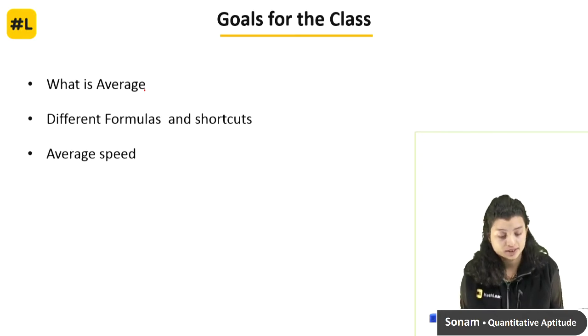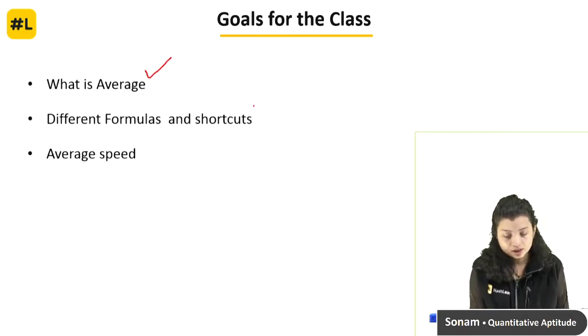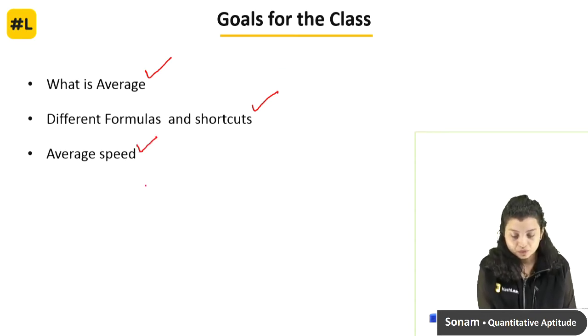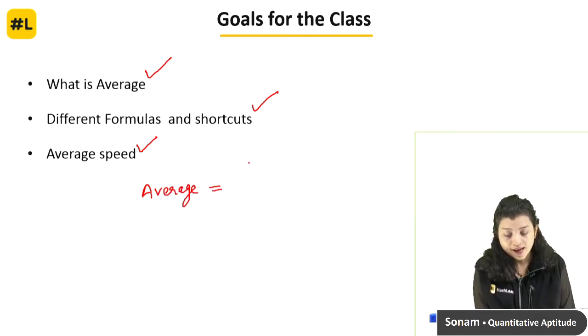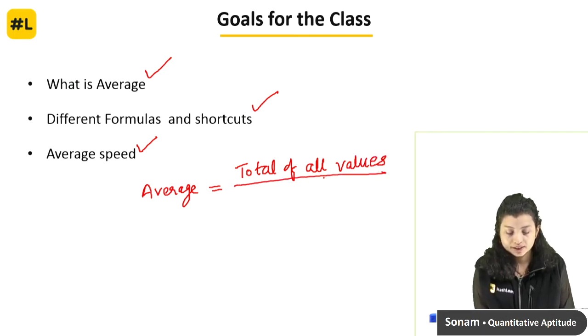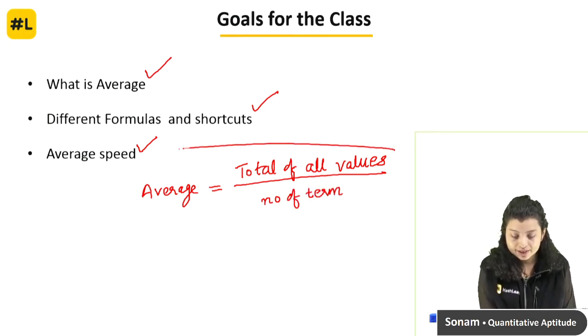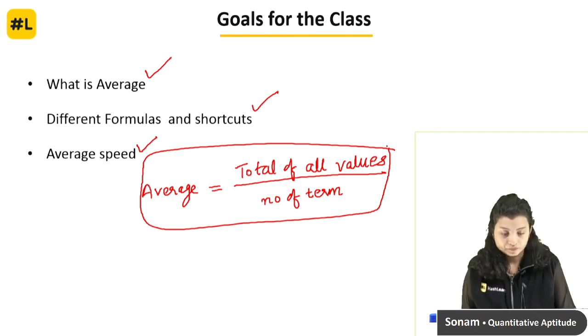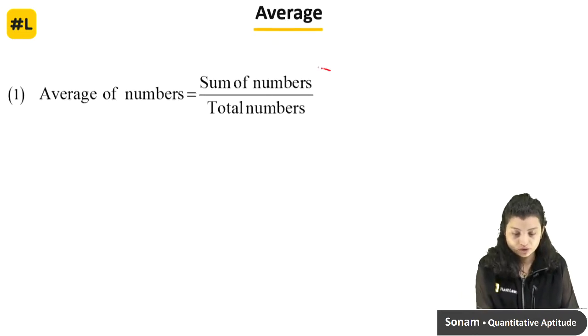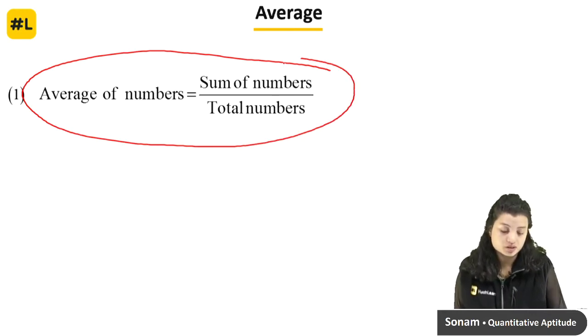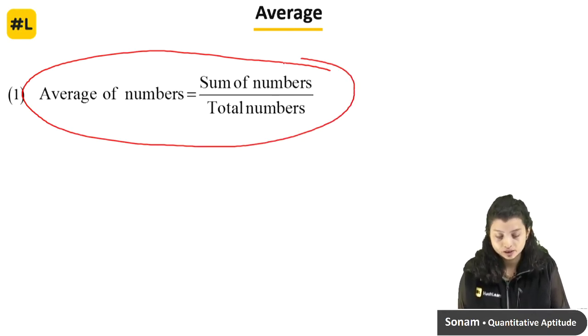Okay, now goals for the today's class. We are going to learn what is average, different formulas and shortcuts for average, and average speed. Okay, let's begin with what is average. I hope all of you know that average is total of all the values. Okay, you are going to add all the numbers divided by number of terms, right? So this is your basic formula for average. So your formula is average of numbers is equals to sum of numbers divided by total numbers.